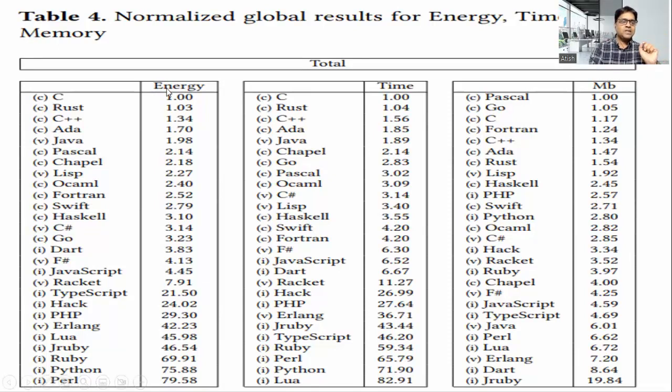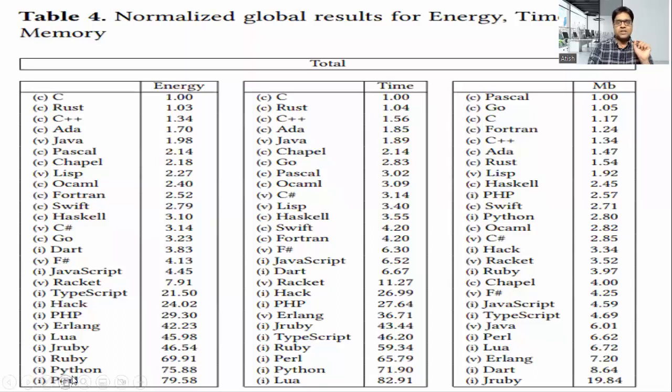So in terms of energy, the most green programming language is considered to be C, then Rust, then C++, like this. And Python and Perl are the languages which consume high energy. Whereas in terms of time, C takes very little time, like 1.0 you can consider, and Python and Lua take the highest time. And in case of memory, Pascal, Go, and C are the best, while languages like Dart take a larger amount of memory.